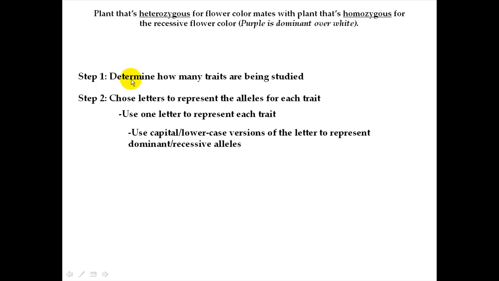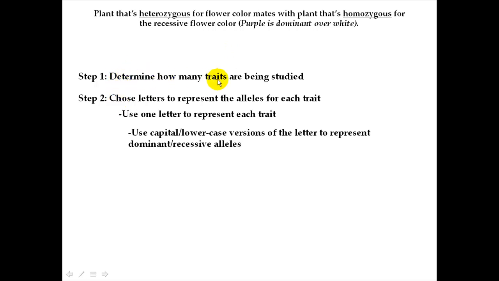So step one is to determine how many traits are being studied. Well, we're showing you here that the plant that's heterozygous for flower color mates with another plant that's homozygous for flower color. So the only trait that we seem to be interested in here is the flower color trait. So there's only one trait that's being studied here, flower color. And so the term used to describe that is a monohybrid cross. So we're crossing two plants here. We're only interested in studying the chances of one particular trait being inherited. And again, that one particular trait is flower color. So step one is checked.